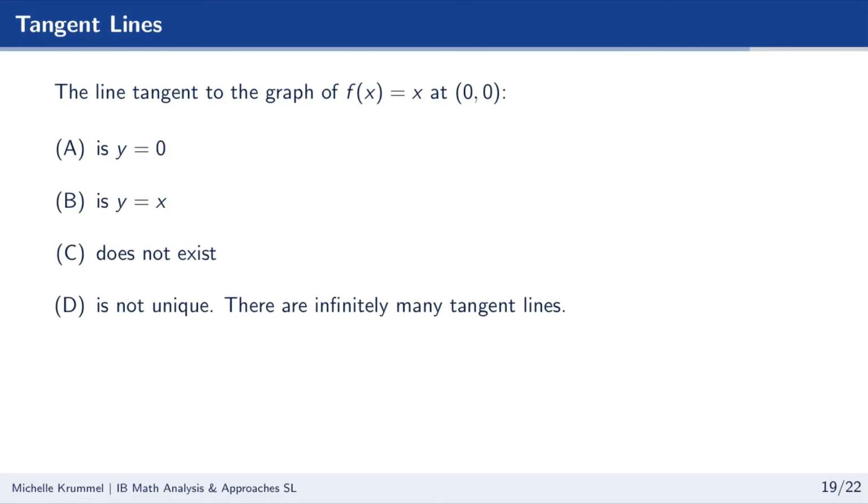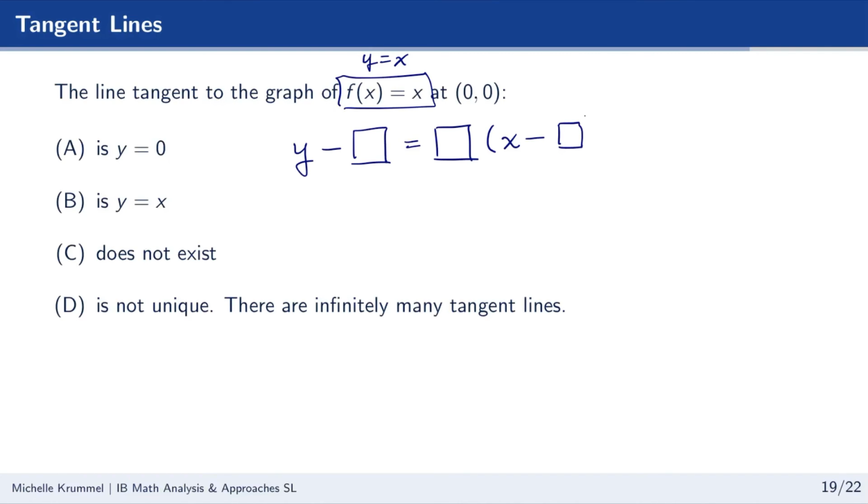The line tangent to the graph of f of x equals x at the point 0, 0. So here's our function, y equals x. Here's our point, 0, 0. If we want the slope of our tangent line, so we want to write the equation of the tangent line, which is, remember, y minus f of a equals f prime of a times x minus a. And we know that the x-coordinate is 0 and the y-coordinate is 0. So we can fill that in.